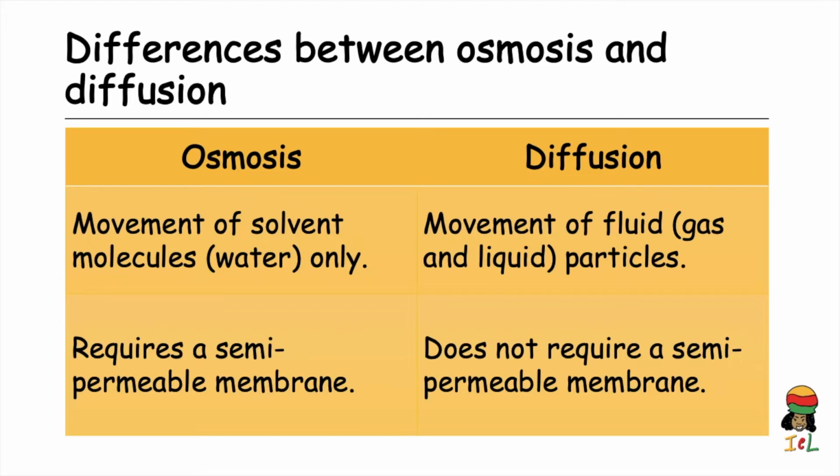Now, there are two main differences between osmosis and diffusion. Osmosis, as we know, involves the movement of solvent particles or solvent molecules, such as water molecules, whereas diffusion involves the movement of fluid particles, gas or liquid particles, of course. And secondly, osmosis requires a semi-permeable membrane, whereas diffusion does not require a semi-permeable membrane.